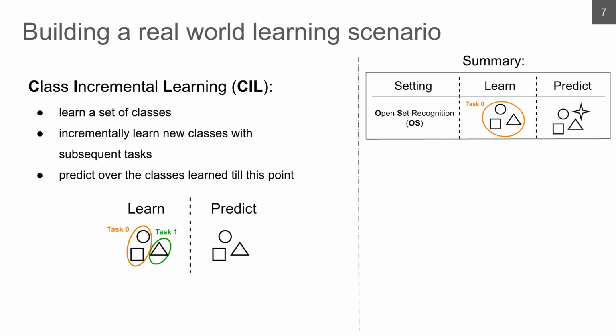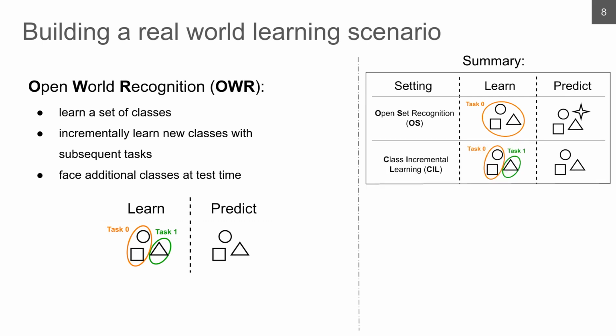Our task then requires to be able to learn new categories at any point in time, with later predictions which will have to consider all the classes learned till a certain point. We call this problem class incremental learning. By putting together open set recognition and class incremental learning, we are building the open world recognition task.